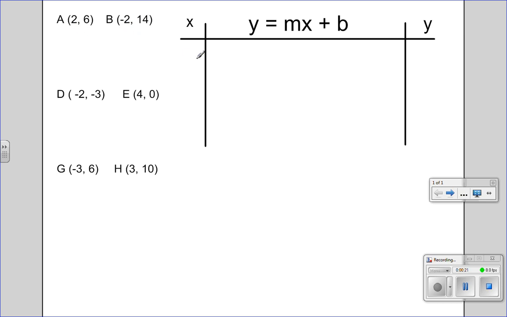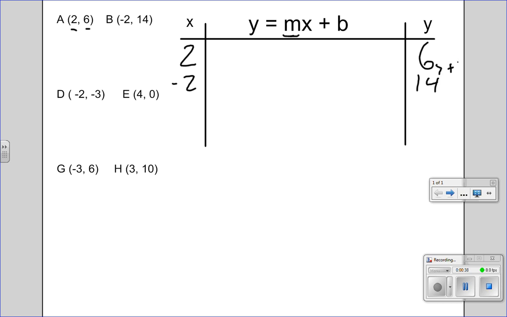So we write 2 here under x because that's the x point of A, and 6 under the y because that's the y point of A. Then we write -2 and 14 because that's the x and y point of B. The first thing we need to do is find the m, in other words, the slope of the equation.